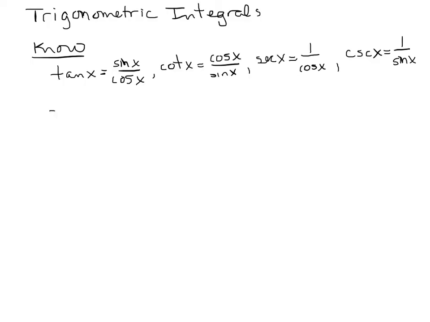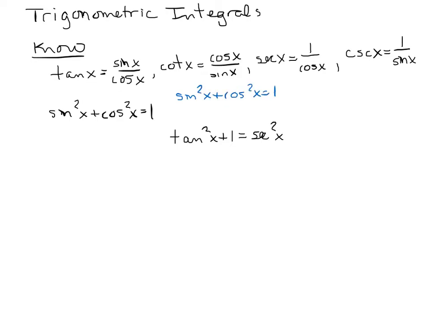I also expect that you would know that sine squared of x plus cosine squared of x is equal to 1. Now, from this formula, there's two more. I would expect you to know that, or formulate that tangent squared plus 1 is equal to secant squared. Now this isn't one that I have memorized. What I do in order to figure this one out is I start with the sine squared plus cosine squared equals 1. I have that one memorized.